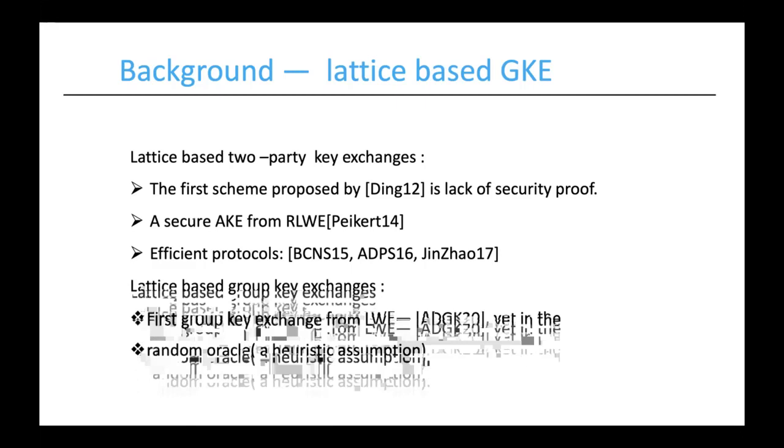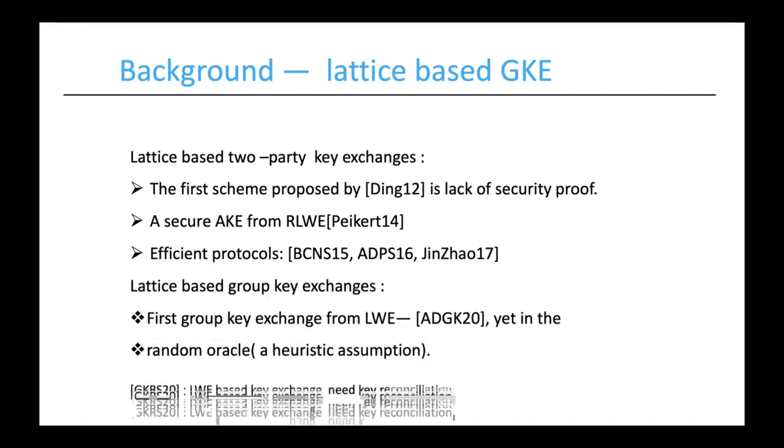The first group key exchange scheme was given by ADGK20 last year from LWE, but their scheme is based on the random oracle. Random oracle is a heuristic assumption. This is a very ideal model and doesn't exist in the real world. So in this paper, we want to remove this random oracle. We propose a group key exchange from ring LWE, in the standard model.